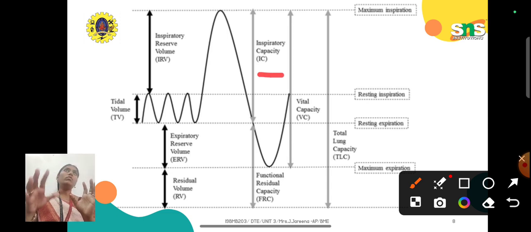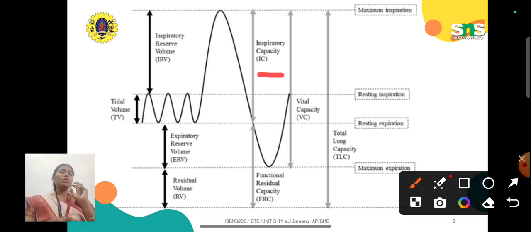Before that, we should know the values. In last class we discussed the volumes. We have some standard values of volumes for an adult. For example, tidal volume is 500 ml, inspiratory reserve volume is 300 ml, expiratory reserve volume is 1100 ml, and residual volume is 1100 ml. These are the standard values for a normal adult.